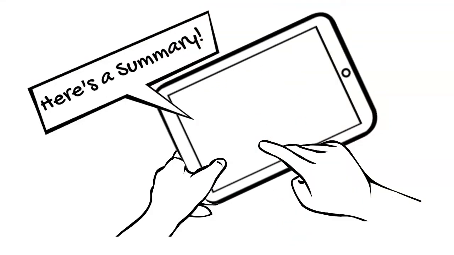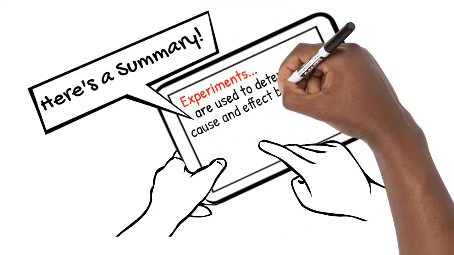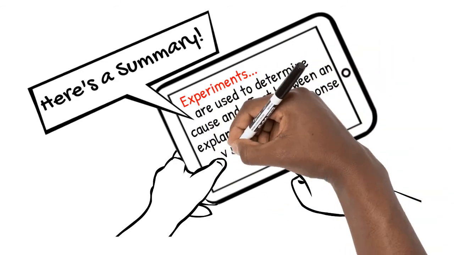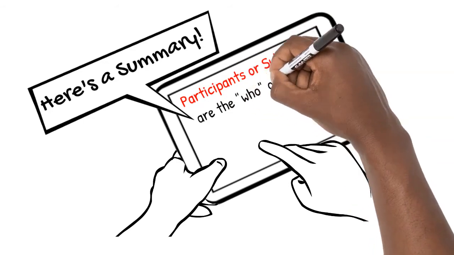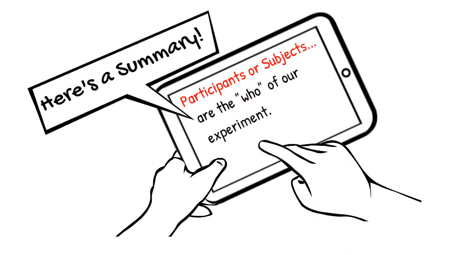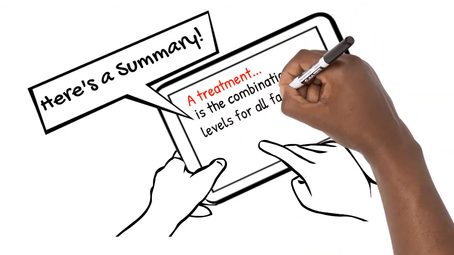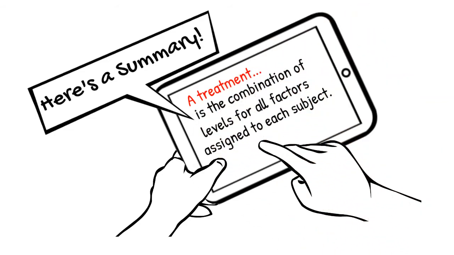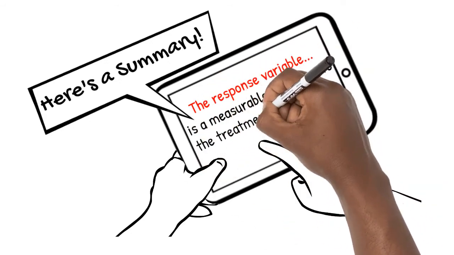Here's a summary of what we've learned. Experiments are used to determine the cause and effect between an explanatory variable and a response variable. Participants or subjects are the who of our experiment. A treatment is the combination of levels of all factors assigned to each subject. The response variable is a measurable response to the treatment.